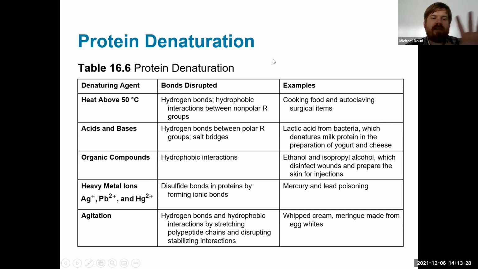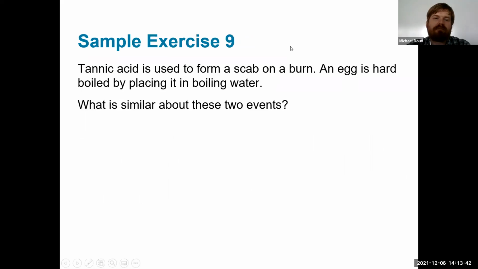Okay, so here's your 5 different methods for it. You've got heating above 50 degrees Celsius, acids and bases, organic compounds, heavy metal ions, and agitation are all ways to denature proteins. And denaturing proteins means that you're going to stop their current function.